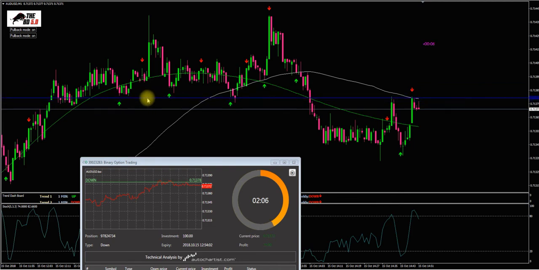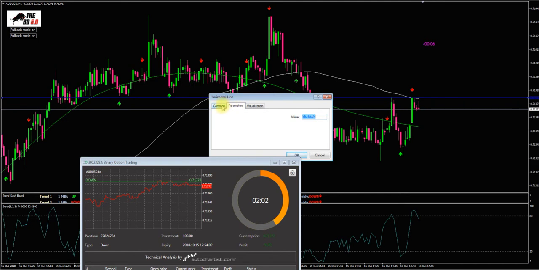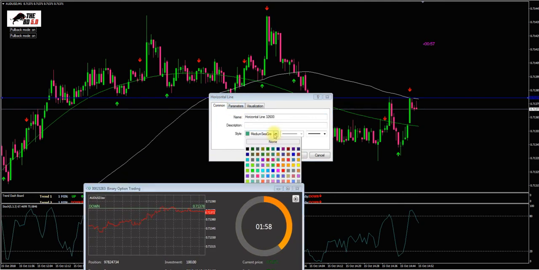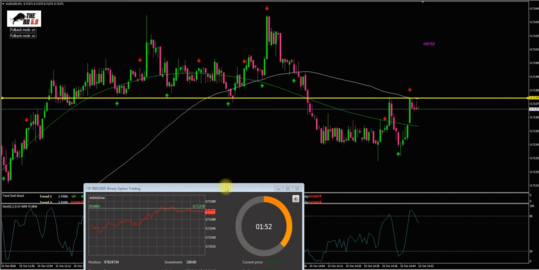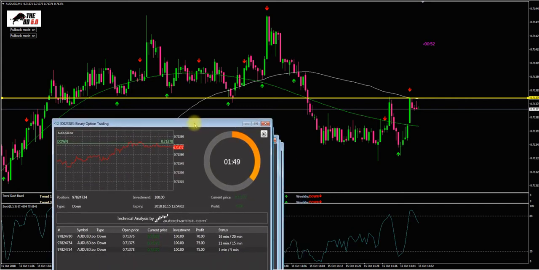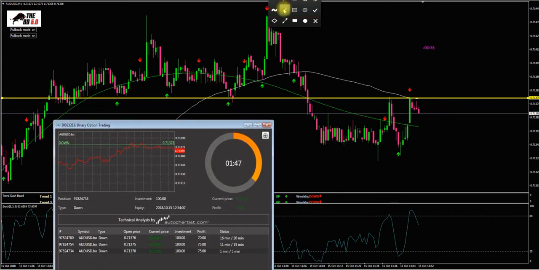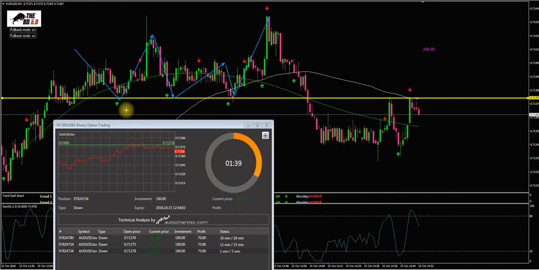So just here, I'm going to change that to a different color. In fact, we're going to go for a white. Okay. So this is what I like about this. This is our resistance line, support line. You see how the price has bounced off it all along? This is a nice support line.